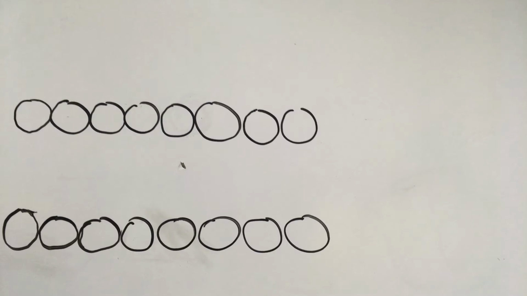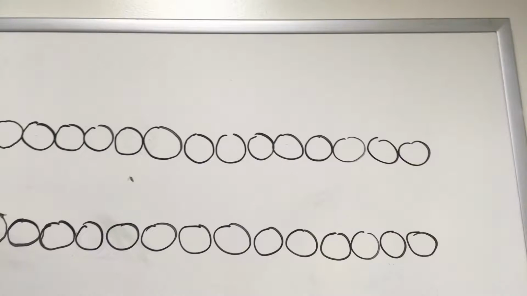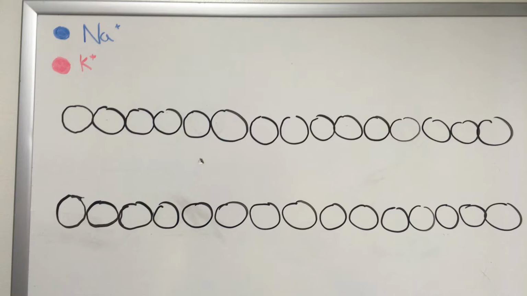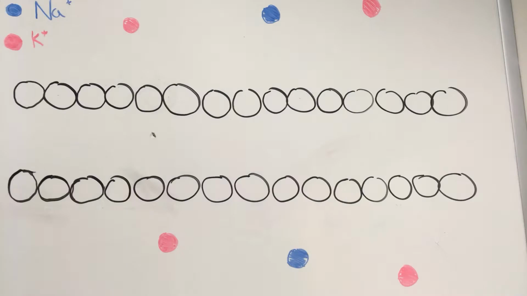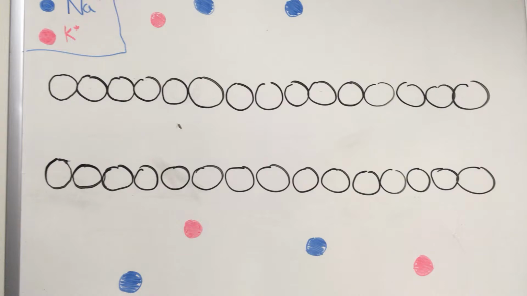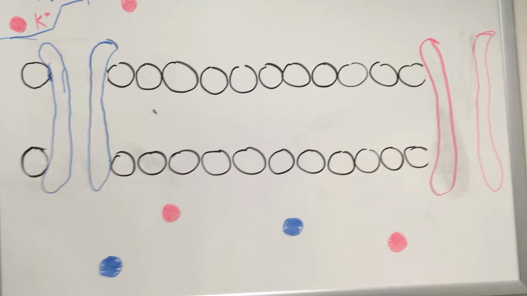We'll start by creating the membrane. Remember that the blue is the sodium and red is the potassium. We have 2 sodium and 1 potassium on the outside, and on the inside we have 2 potassium and 2 sodium. Now there are channels, a potassium channel and a sodium channel.